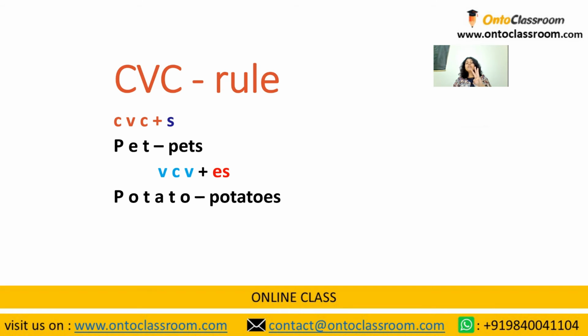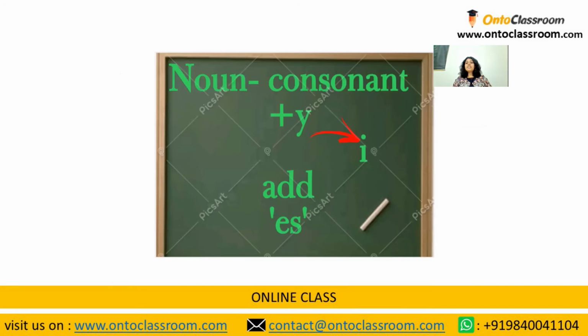Remember, you will be considering the last three letters only. If the last three letters are in the order of CVC, then you will be adding S. From left to right, it should be CVC. If not, if it is VCV or CCV or VVC, then you will be adding ES. Okay, now let's move ahead and check out the other rules which we follow to convert singulars to plurals.